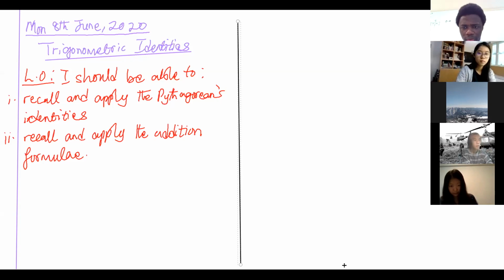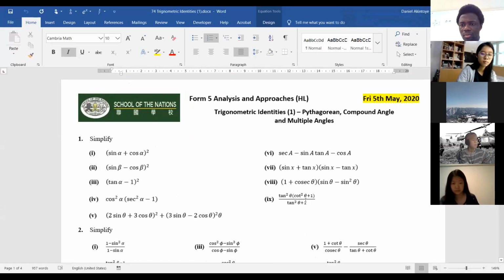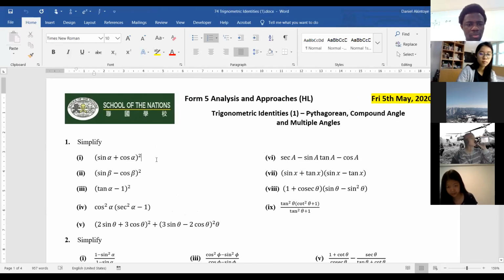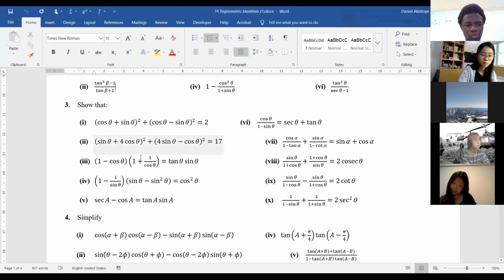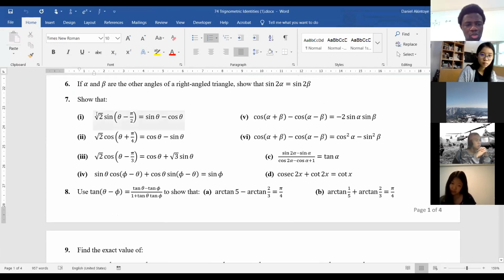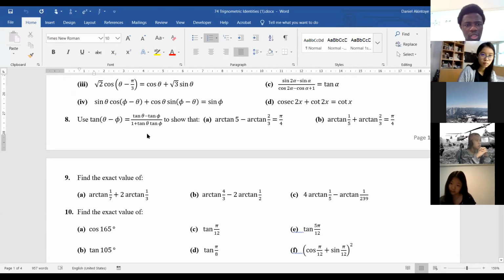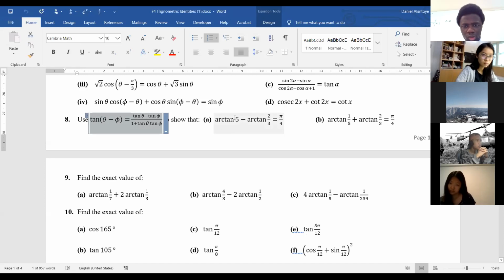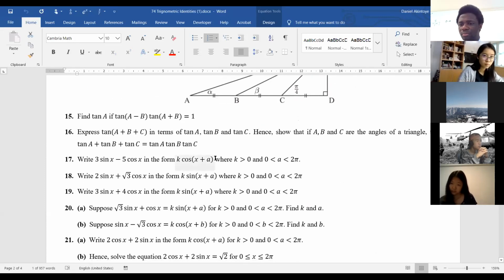So for example, can you see my screen? Trig identity will be used to simplify problems like that, will be used to prove this, will be used to show that this is equal to this, will be used to prove this as well. This is one of the trig identities, will be used to solve this, and so on. That's what I mean.